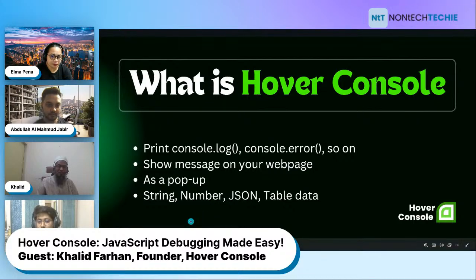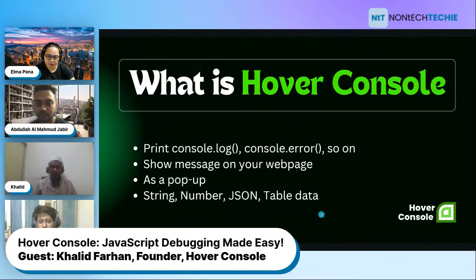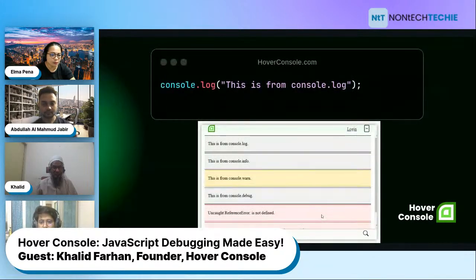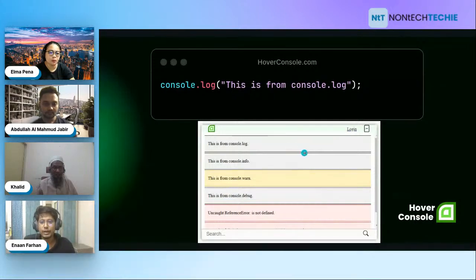Hover Console pop-up helps to show messages on your web pages. If you are currently working on web pages, then you can simply show messages and get the errors in a pop-up form, and it supports strings, numbers, JSON, table data, and lots of things. This is the UI demo, showing what the pop-up looks like, how it prints different types of text strings, and how it shows error data and warn data.